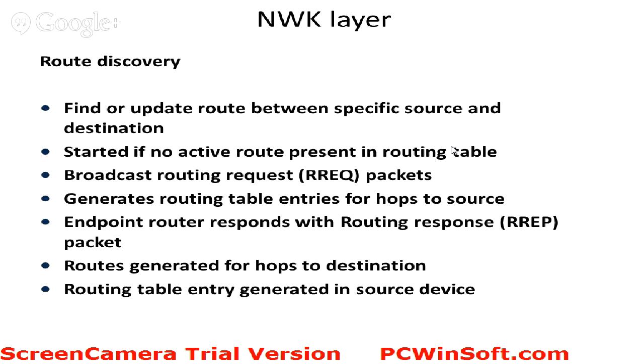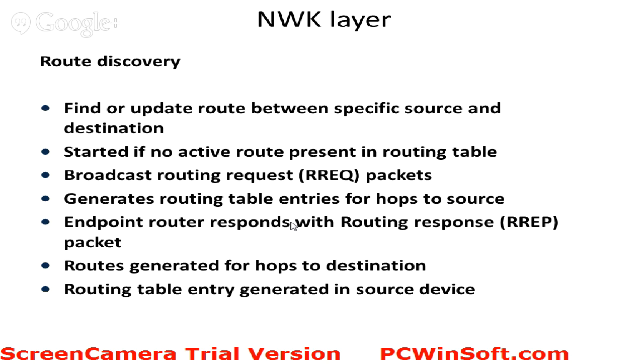Now this routing table can be maintained at the coordinator level. In that case, it is called indirect binding. It can be maintained at the router level. In that case, it is called direct binding. Now, a route request is broadcasted by the parent router of the end node which wants to discover the route. The routing table entry is generated for hops to the source.